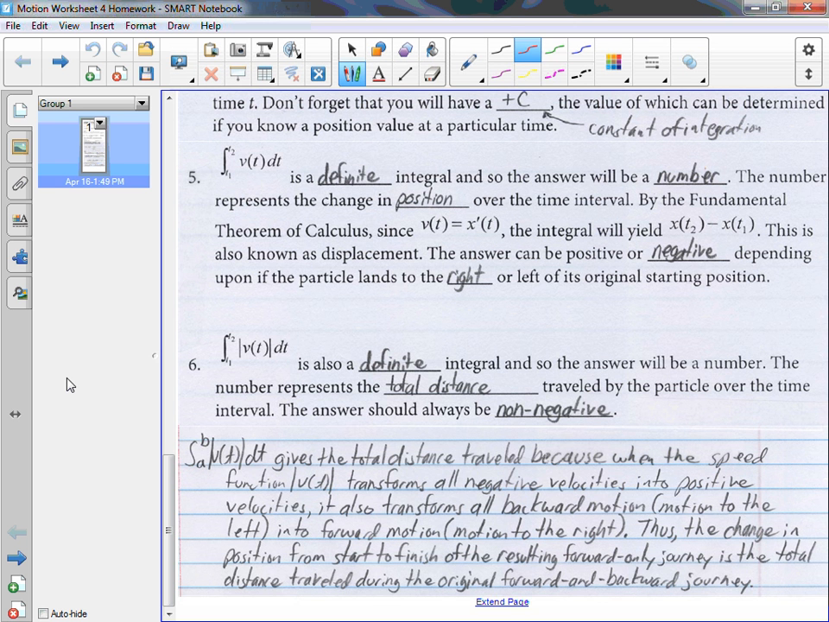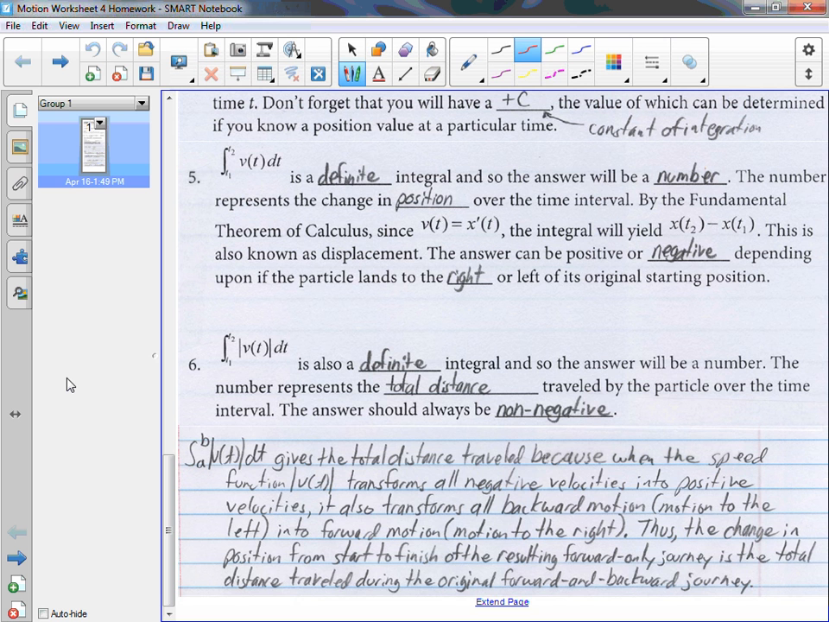I felt like maybe I should explain on number 6 why it gives the total distance traveled. Okay? So for number 6, the definite integral from A to B of the absolute value of the velocity, v of t, dt, will give the total distance traveled. Because the absolute value of velocity is speed. There are a couple ways I'd like to explain this, but I think my favorite way is that by taking the absolute value of velocity, you turn it into all forward motion. You know what I'm saying?